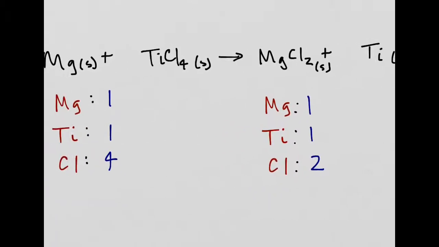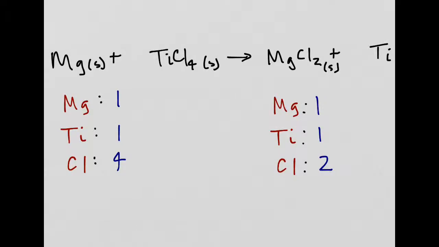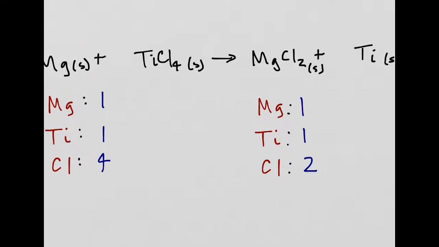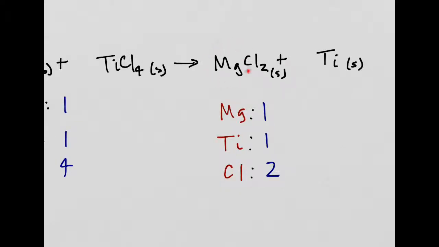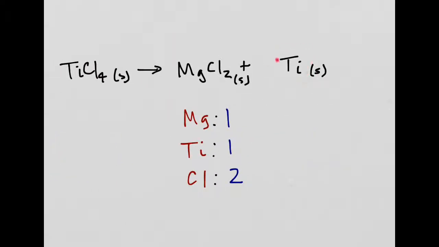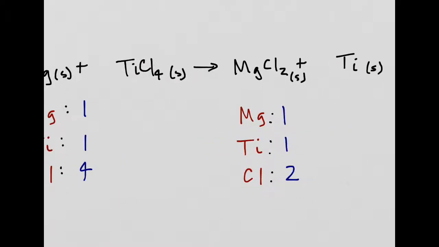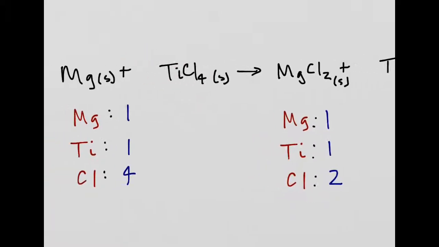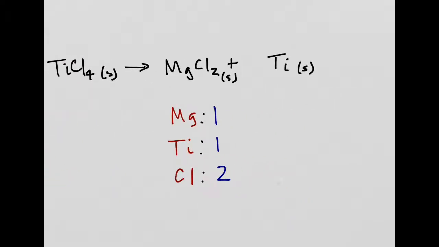But in this case, you can see that that's the case for all three of the atoms or elements that we're working with. The magnesium is by itself over here, and then it's only found in one of the two things on this side. Titanium is found in one of the two things on this side and by itself over here. And then you can see that the chlorine is found only in this one, it's not found over here. And it's only found in this compound, it's not found associated with the titanium.